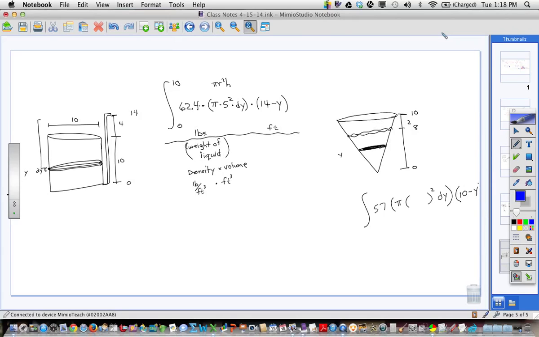So here would be the strip y. Here's where it's going to pump to. So it would have to go a distance of 10 minus y. But the integral would only go from 0 to 8, because the slabs would fill the space from 0 to 8.